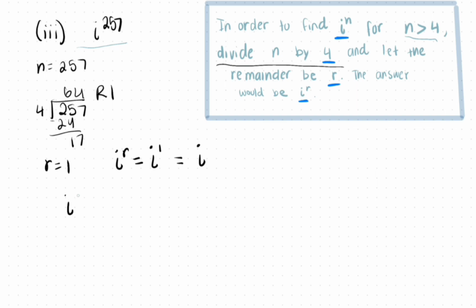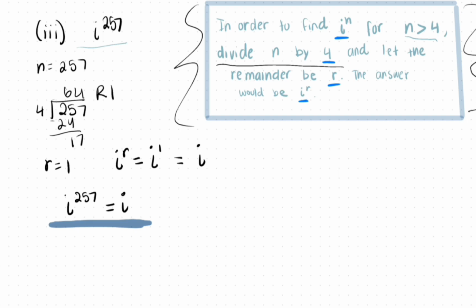So i to the power of 257 is equal to i. And yeah, this problem wasn't too hard once you actually know basically how this works. Then you're set to solve any other problem. In fact, let's try another problem.